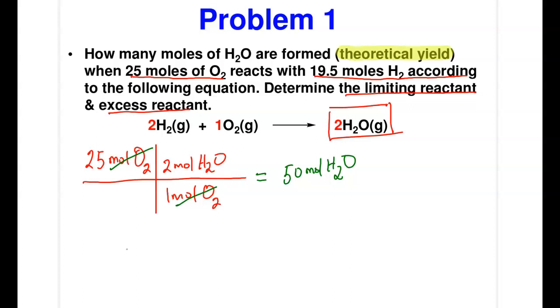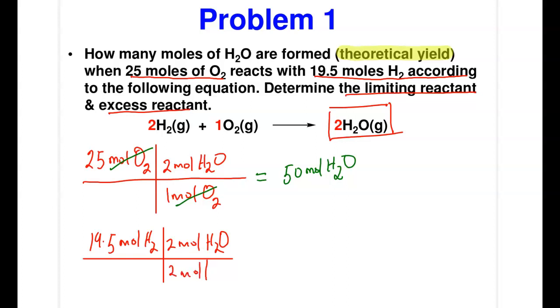In doing that next, I start again with 19.5 moles of hydrogen. If you look at the mole ratio, 2 moles of water, H2O, takes 2 moles of H2. If I cancel the moles of H2, and you multiply that, it's going to give you 19.5 moles of H2O.